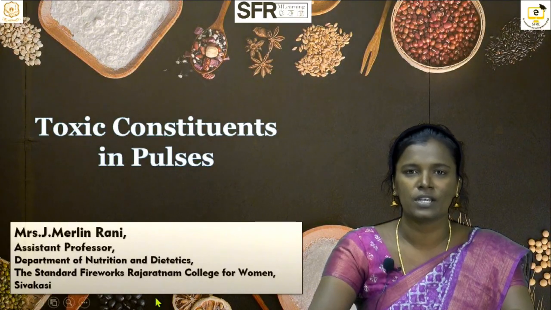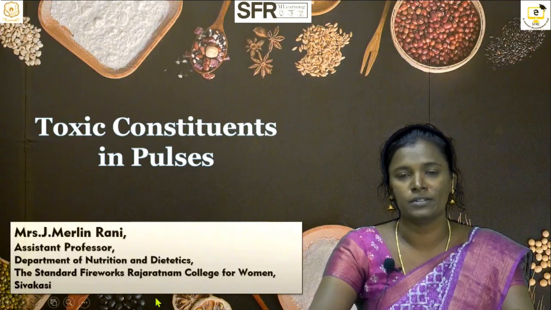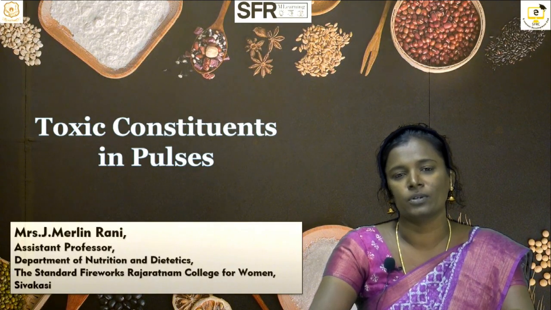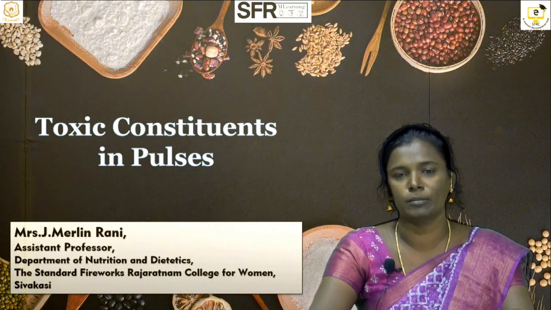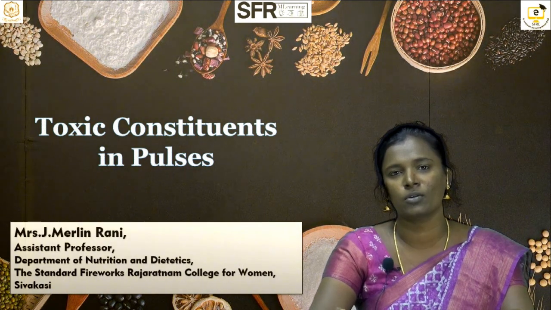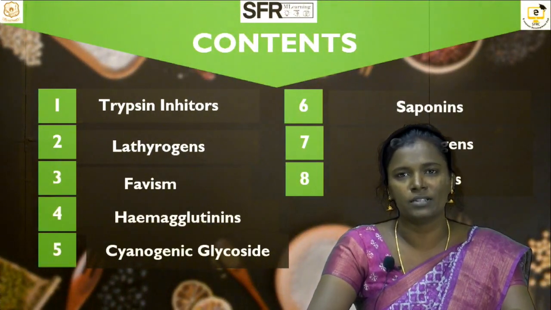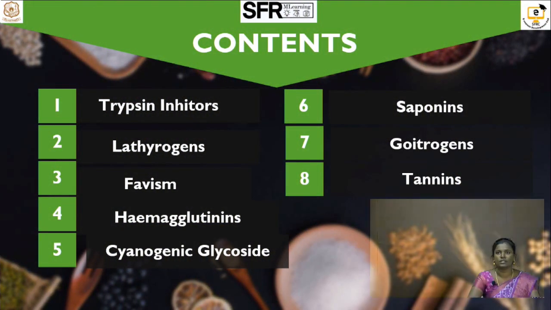Today we are going to see about the toxic constituents present in pulses. Pulses are a rich source of protein, isn't it? They have more sources, that is animal sources and plant sources. In this we are going to see what toxic constituents are present in pulses. These are the major toxic constituents. First one is trypsin inhibitors, lathyrogens, favicin, hemagglutinin, cyanogenic glycoside, saponins, goitrogens and tannins.